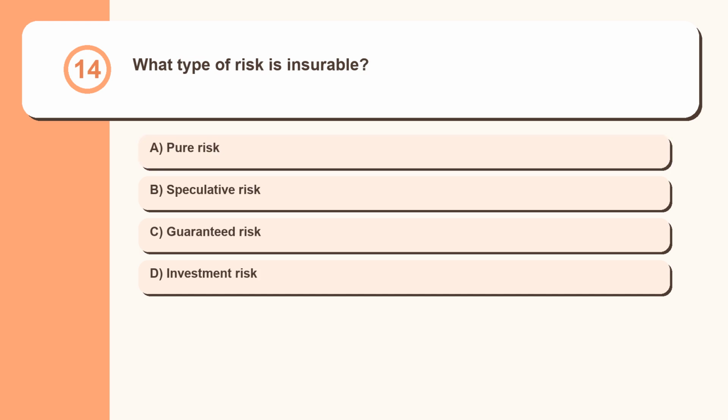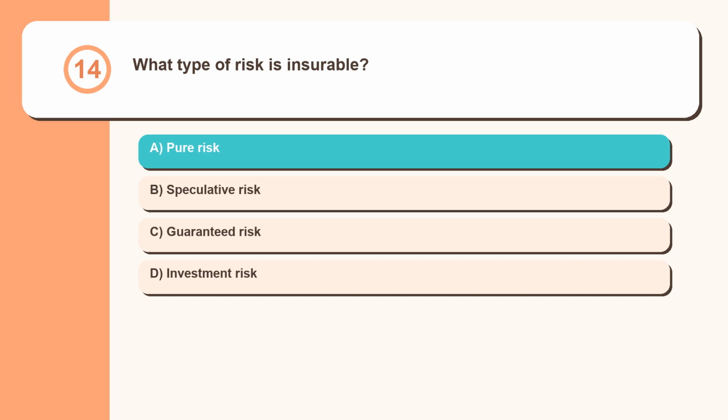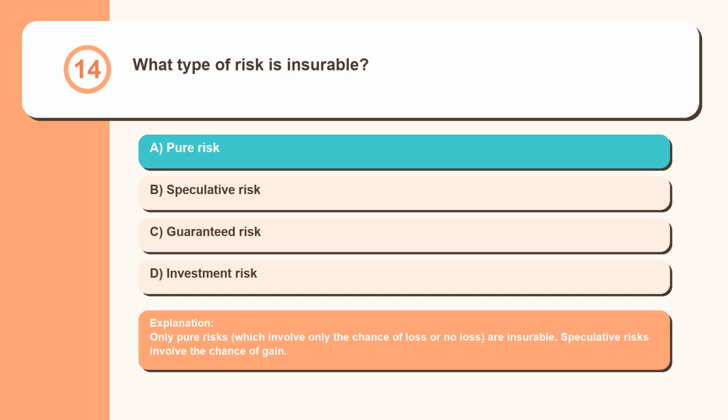Question 14. What type of risk is insurable? Pure risk, speculative risk, guaranteed risk, investment risk. Only pure risks, which involve only the chance of loss or no loss, are insurable. Speculative risks involve the chance of gain.